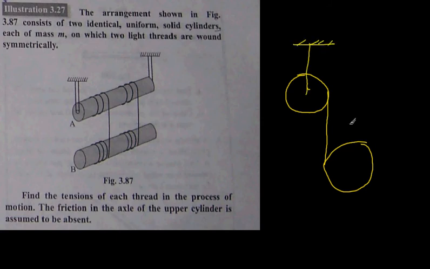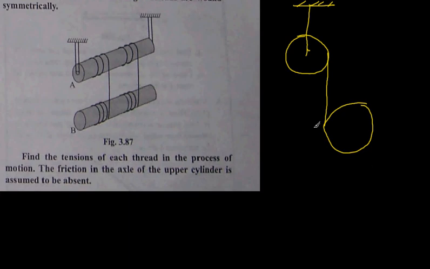If you draw the free body diagram of this first one, let me draw with a different color. In this cylinder, there's a string. This string is pulling this cylinder with tension T, and the same string is pulling this cylinder with tension T. This one is revolving in this direction and this one in this direction. First of all, this T should be equal to this T, so these two will get balanced. Another one, here we have mg.